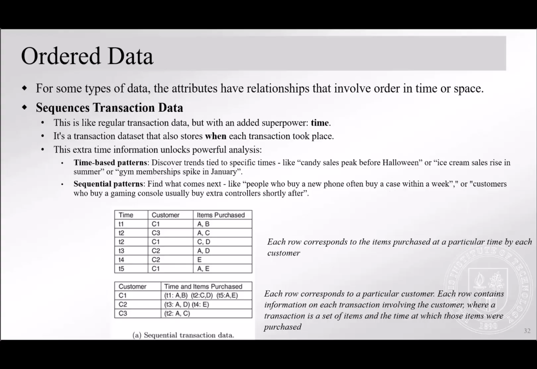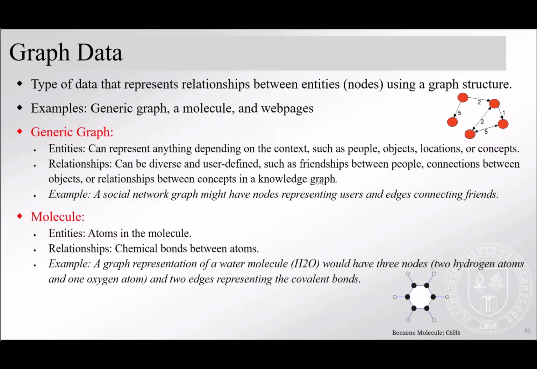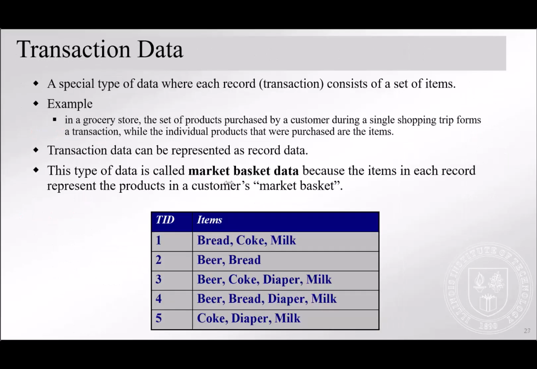Let me show you what this looks like with actual data. We have five different times, T1 to T5. This shows the time, the customer, and the item purchased. If you just hide the time, we have the same structure that we had before. It's market basket data. We just need to add the time here.